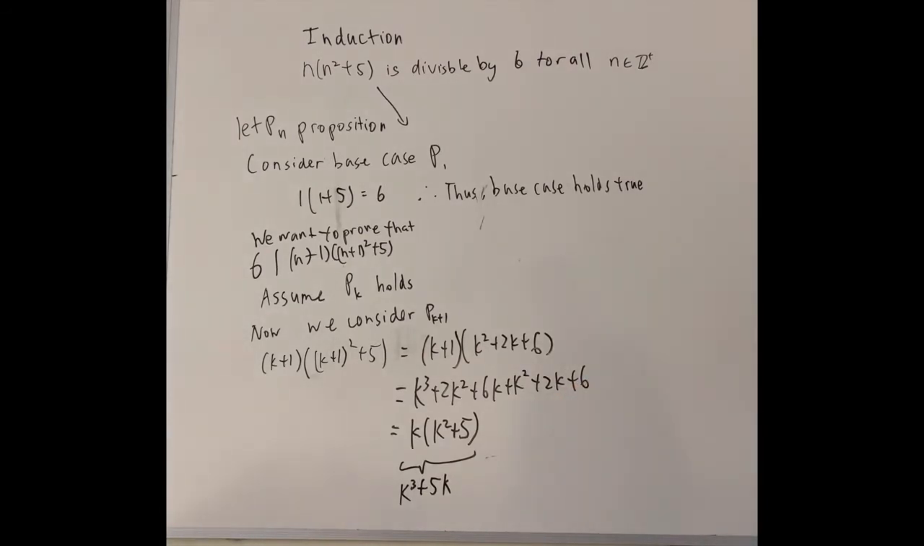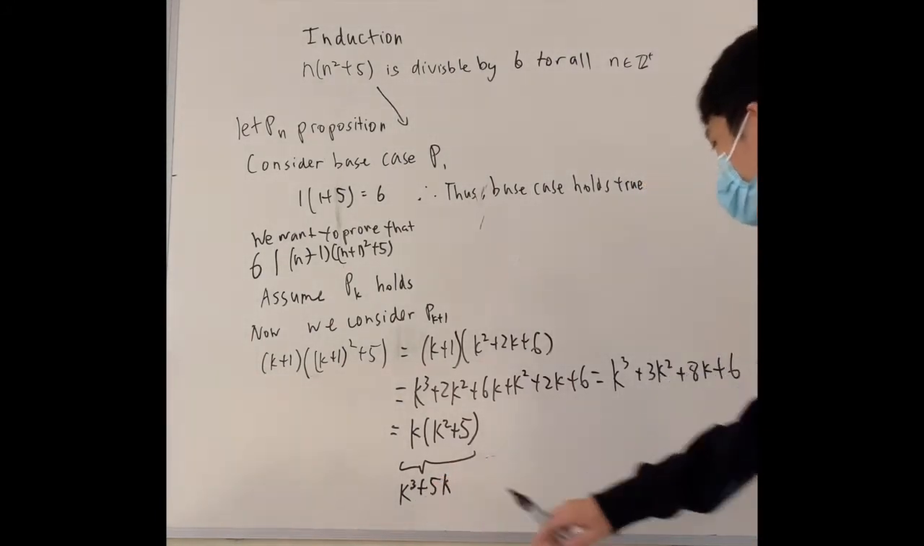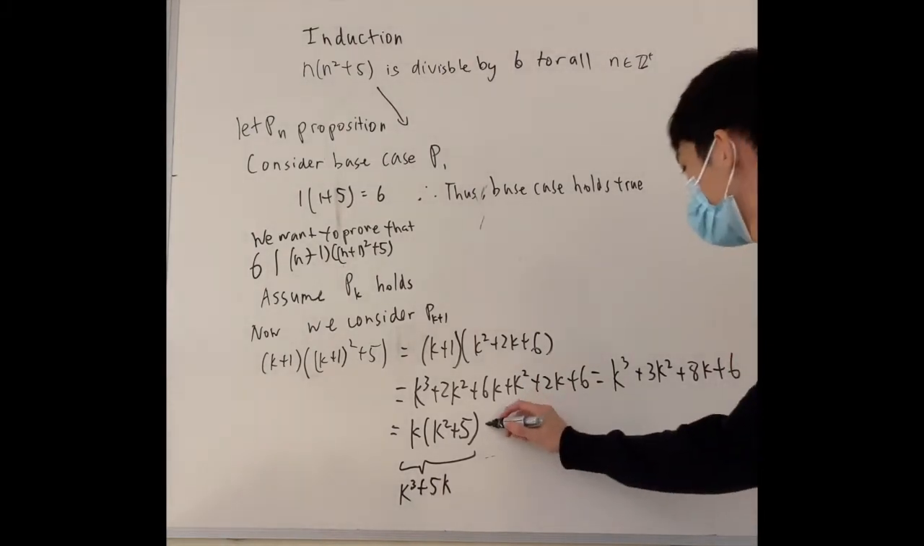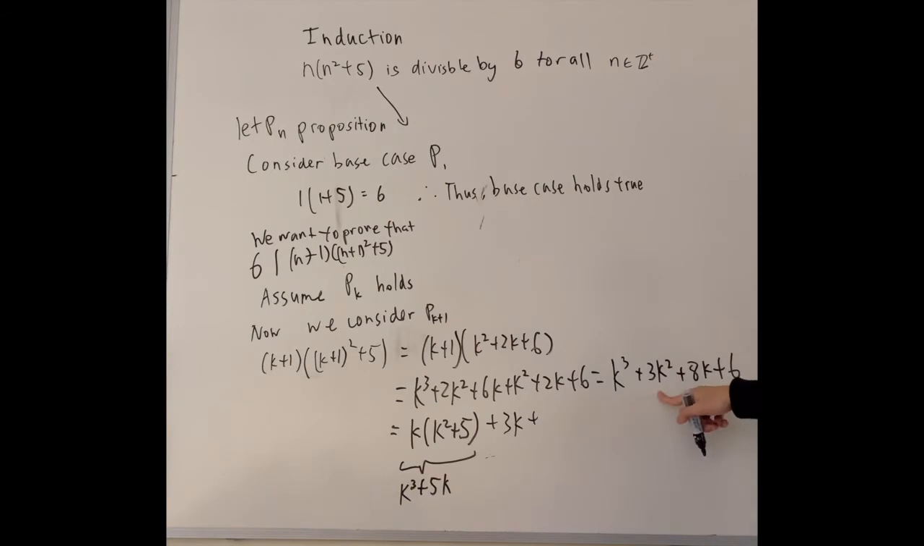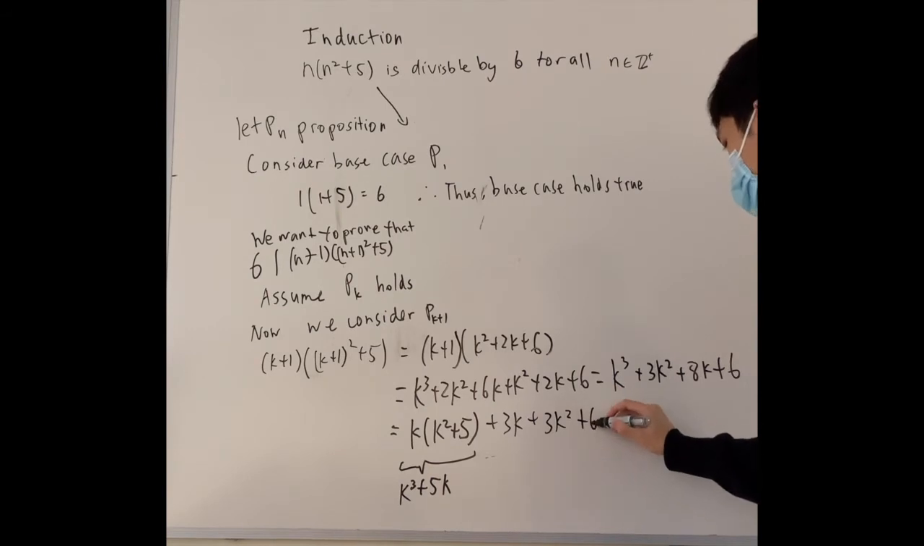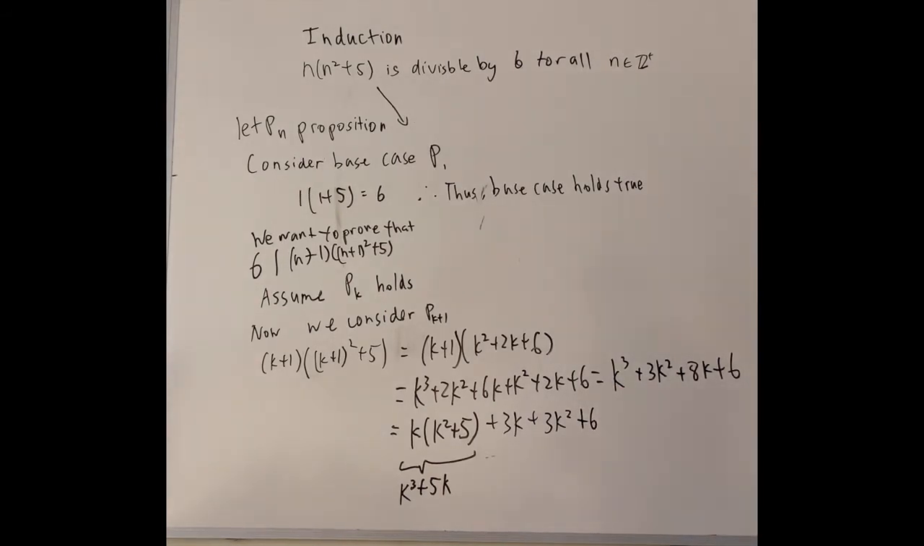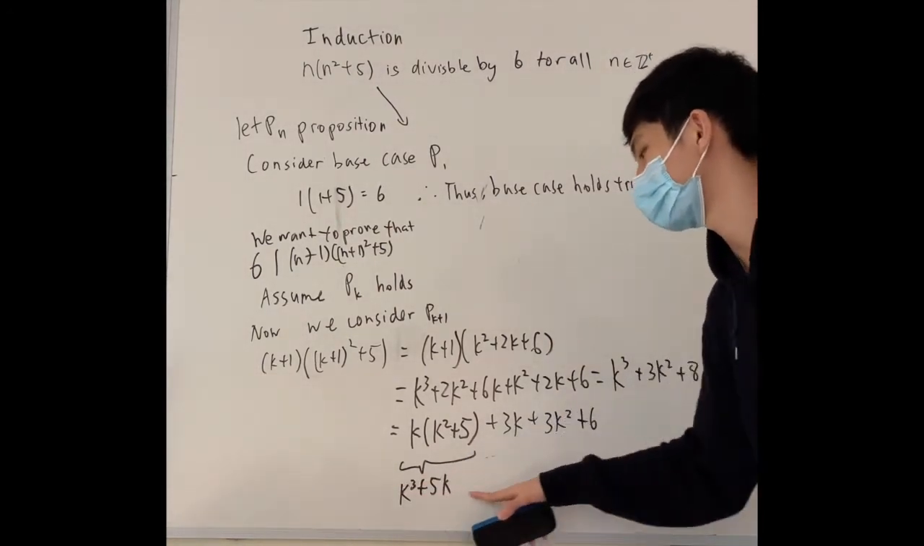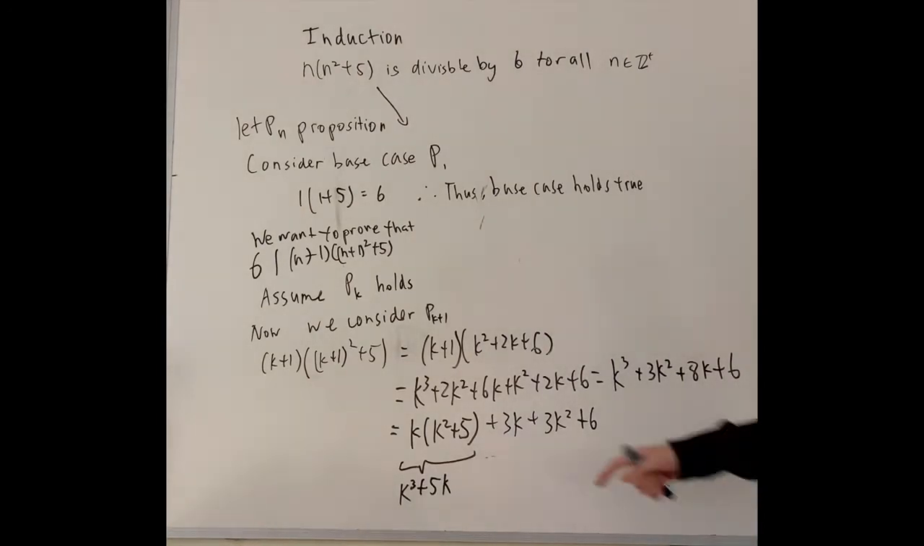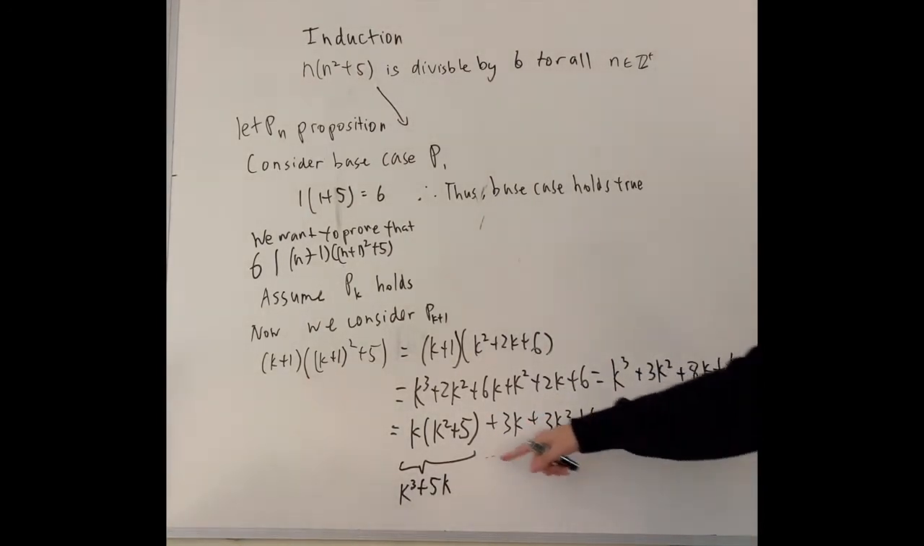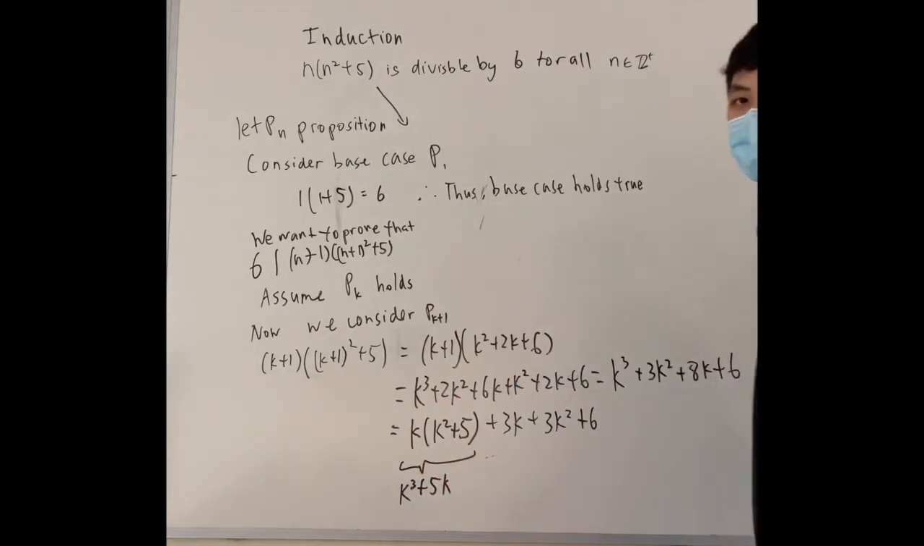What other values do we have to add so that it's equal to the above expression? Well, note that if you simplify this, this is k cubed plus 3k squared plus 8k plus 6. So we have a k cubed plus 5k here. What else do we need to add on? We want another 3k, another 3k squared, and another 6. So at this point, in our induction hypothesis, we assume that this holds true, that this is divisible by 6. Since these are just sums, if you show that the rest is divisible by 6, then this whole expression is also divisible by 6.